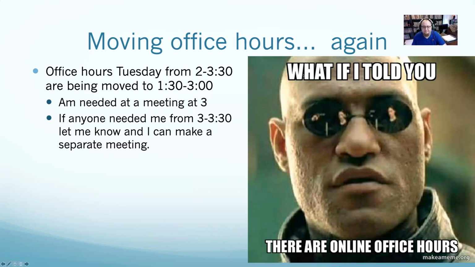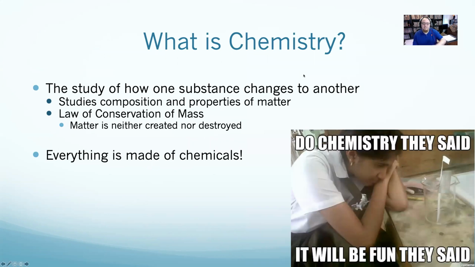Let's get into it. So at this point, we are, as I said, doing chemistry. And so it's good to first understand what chemistry is. Chemistry is the study of how one substance can change to another. Basically it's how you can take a series of chemicals and turn it into another set of chemicals. And it's all based off the composition of matter and the properties of matter.